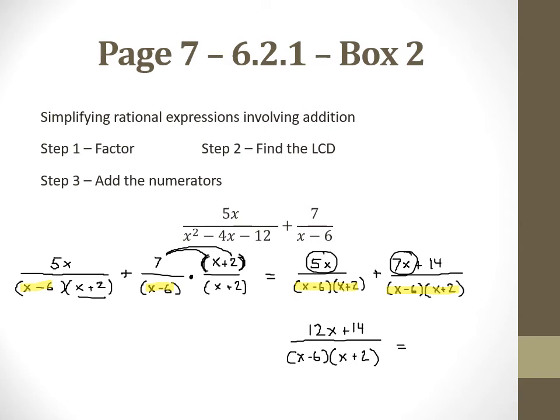Again, you could also write that as 12x plus 14 over x squared minus 4x minus 12. Either of those would be considered correct as the sum of these two fractional expressions.